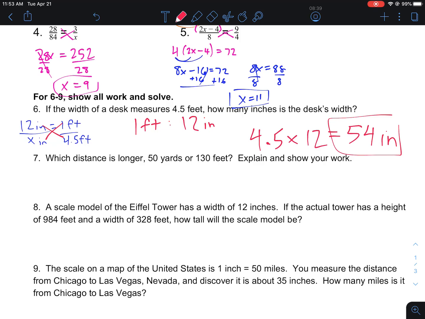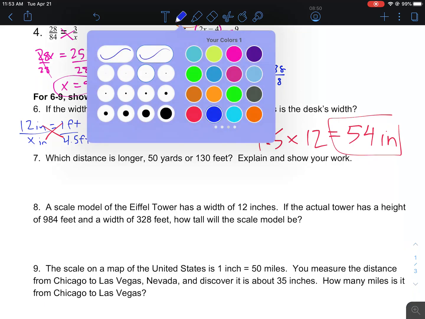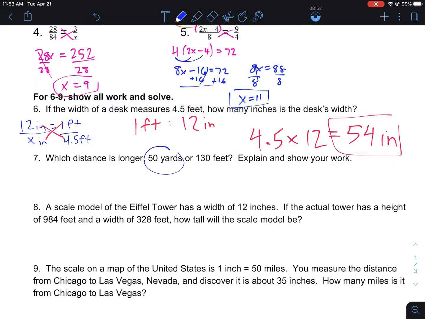Now, number 7, again, up to you. If you want to do a full-on conversion, you can. If you want to do a proportion, rather. But this is asking which distance is longer. And frankly, I think it's easier to convert 50 yards, because if I know there are always 3 feet in a single 1 yard, and I have 50 yards, well, I'm just going to multiply that by 3. And that's going to quickly tell me how many feet that is. So if it says which one's larger, boom, 50 yards is.